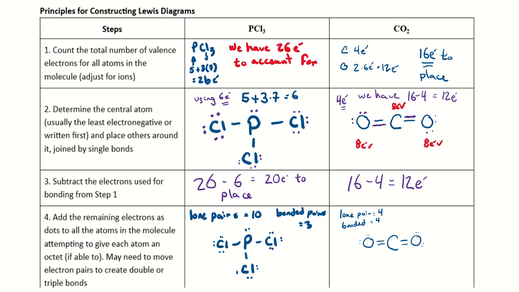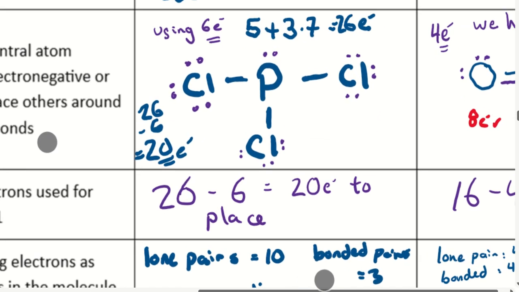So we have 26 electrons here. Now, we took 3 bonds, we made these bonds that are here, and each bond represents a pair of electrons, don't forget. So we had 2, 4, 6. So we have 20 more electrons to place. So we take the total number minus the bonded number, and then we know how much is left to place here. Maybe I'll just zoom in on this.